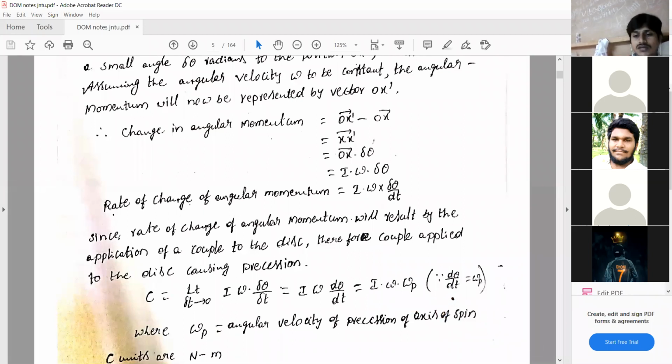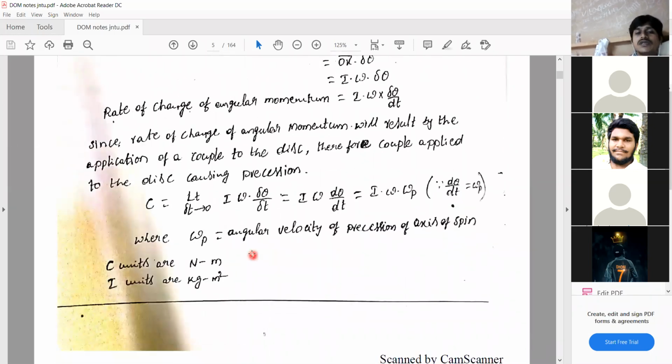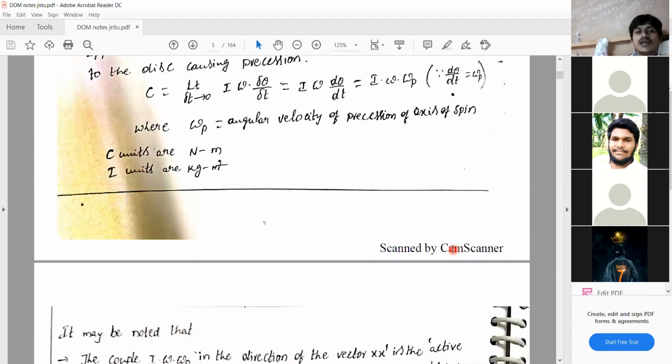So now all of you observe that omega p equals, what is the representation? Angular velocity of precession of the axis of spin. So here, the gyroscopic couple units, what are the units? It is also a couple, so that means Newton meter. And the representation of I is the mass moment of inertia, that is kg meter square.